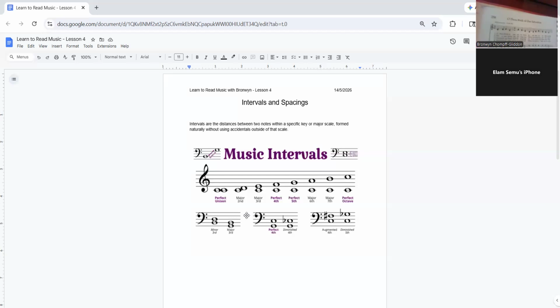Now, the reason this is important is because these intervals and the spacings of them remain the same if you were to change the key. This is in C major, but if you were to change the key to G major or D flat minor or something like that, those intervals remain, and that is how you can keep the same music going, but in a different key. So third, third, third, all the way through.